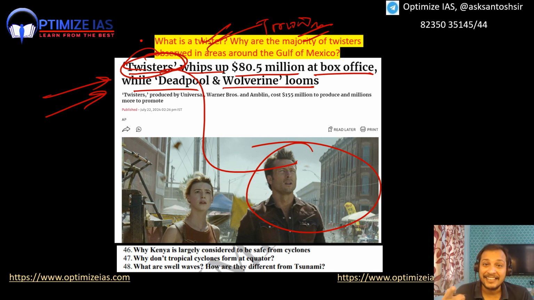That is why I say reading the Hindu newspaper and following current affairs is very, very important. Many people just rely on coaching institutes' magazines, monthly compilations, yearly compilations. They do not read.